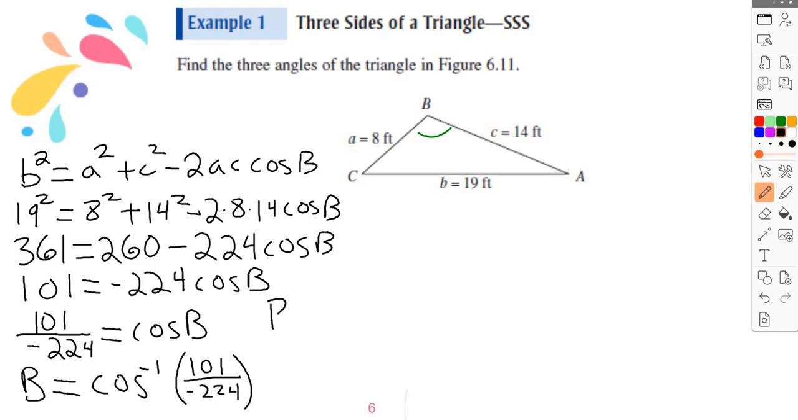And again, that big B is approximately 116.801 degrees.